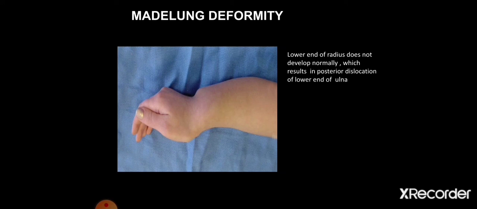Another is Madelung's deformity. In this, the lower end of radius does not grow normally, which results in posterior dislocation of lower end of ulna. This is the Madelung's deformity. So in this image, we can see how it appears.